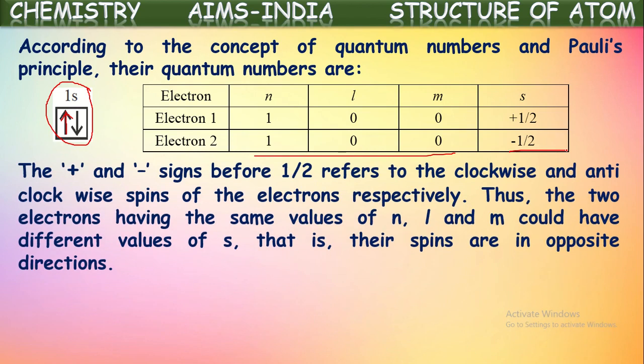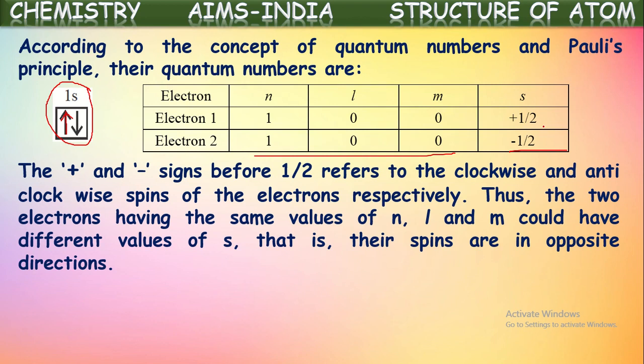In this, the plus and minus before the half refer to the clockwise and anti-clockwise spins of the electrons respectively. Thus, the two electrons having the same values of n, l and m could have different values of s. That means their spins are in opposite direction, one with the clockwise spin, the other with the anti-clockwise spin.